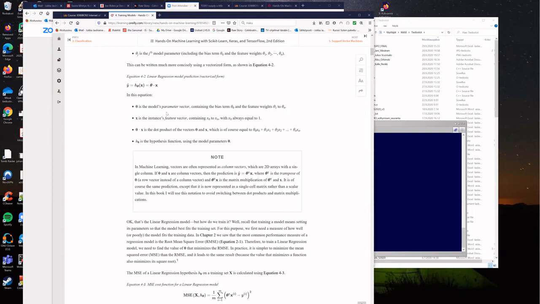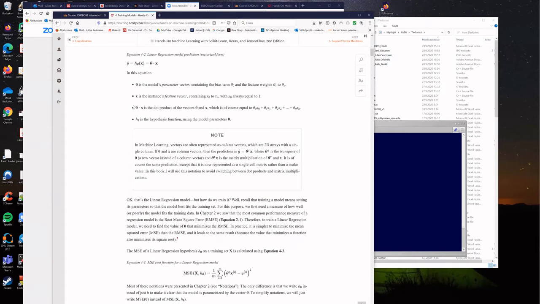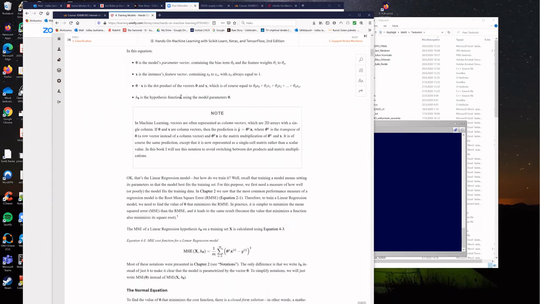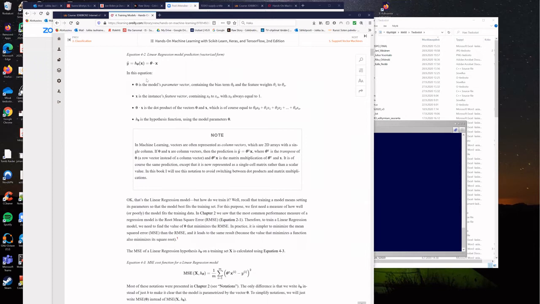So theta is the model's parameter vector, and x is the instance's feature vector containing the x's. This theta contains the thetas, and this is a dot product, which gives the sum of these two. And this is some hypothesis function that uses these model parameters.